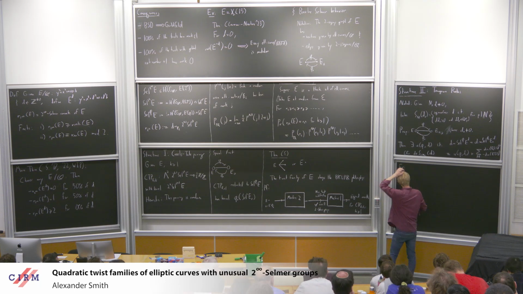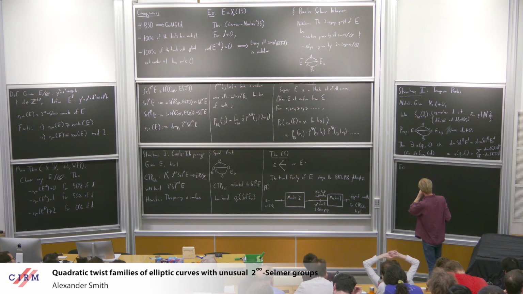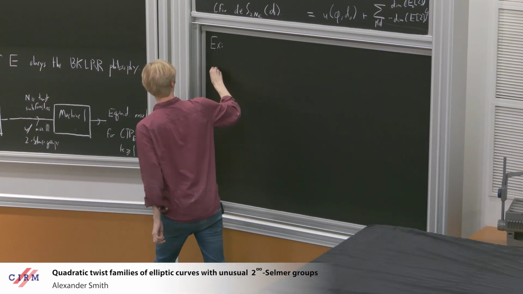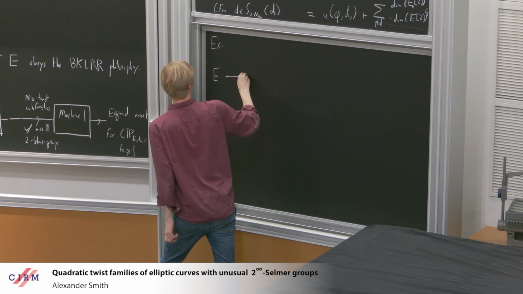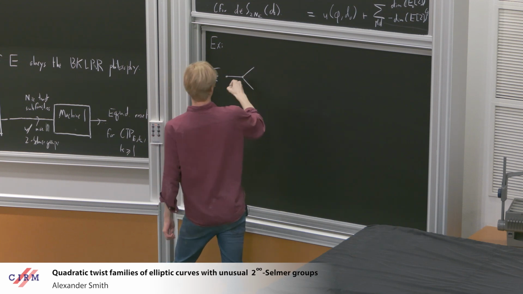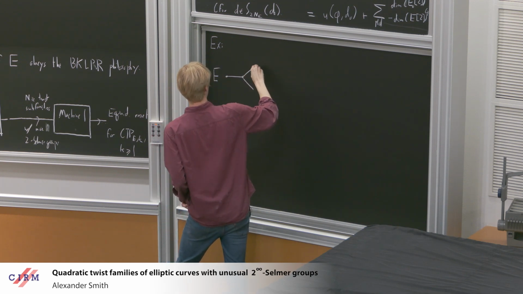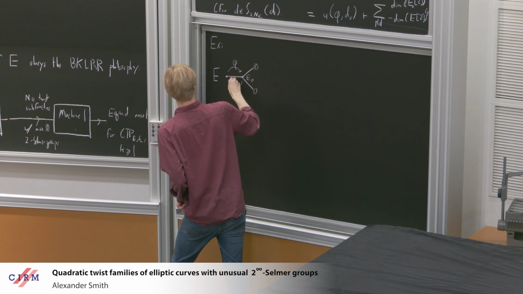So as an example, we can take a look at an isogeny tree that looks like this. So we have an elliptic curve with partial two torsion that's isogenous to an elliptic curve with full two torsion. And then it doesn't really matter what happens over here. But we have E and E naught. Let's call this isogeny phi. Let's call this phi naught.